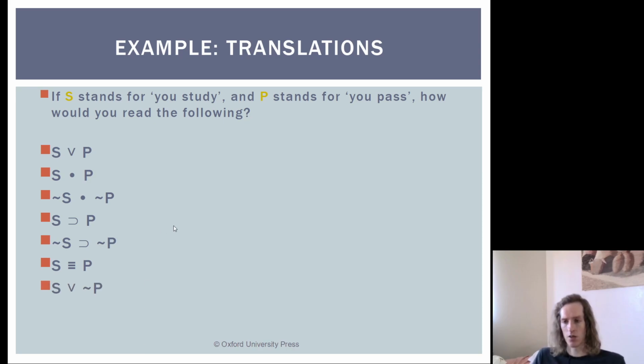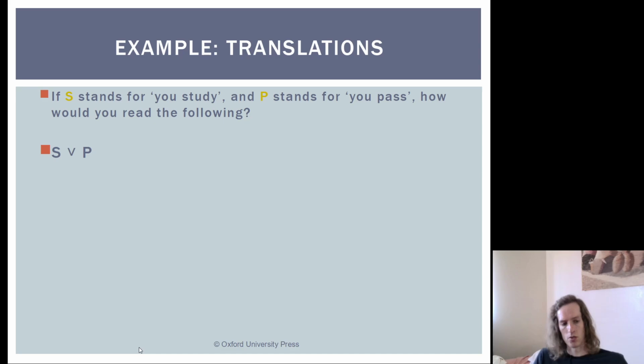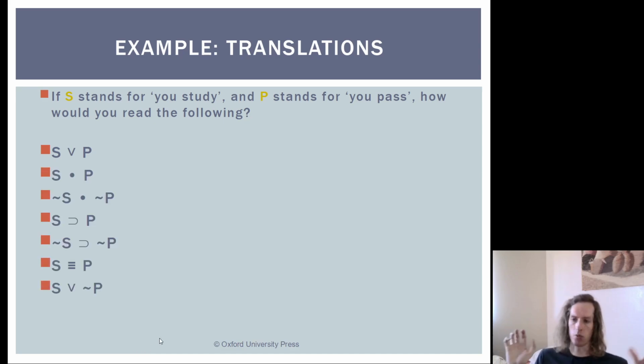And here we have S or not P, or you study, or it is not the case that you pass. So with these, it's sort of helpful to read them out in this way sometimes, instead of just looking at it as S horseshoe P or something like that. Thinking about it as if S then P will be more helpful for being able to read these strings of symbols and letters in a way that makes it a little bit more coherent for you.